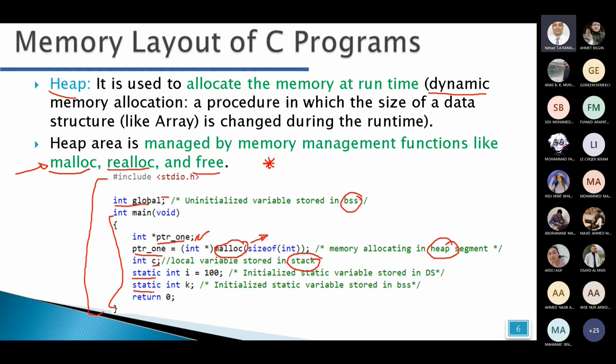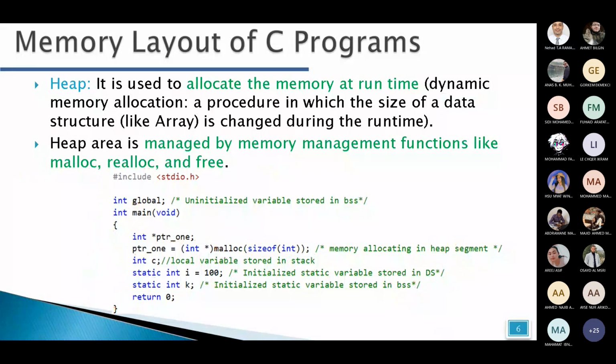Static variable and static variable. Static is not a normal local variable, it's a static local variable. So a static variable will be stored in the data segment. This static integer I has an initial value, so it will be stored in the data segment. Static integer K does not have an initial value, so it will be stored in the BSS. It's an uninitialized static variable, stored in the BSS.